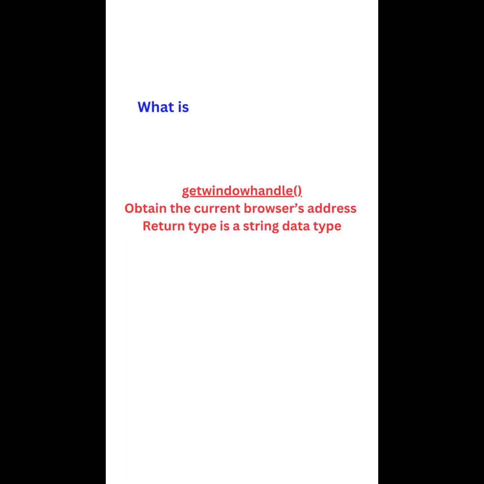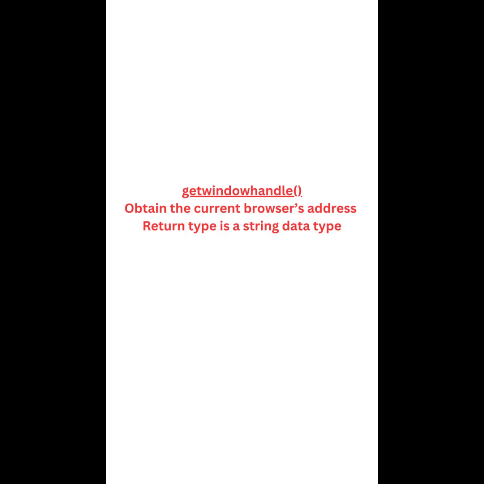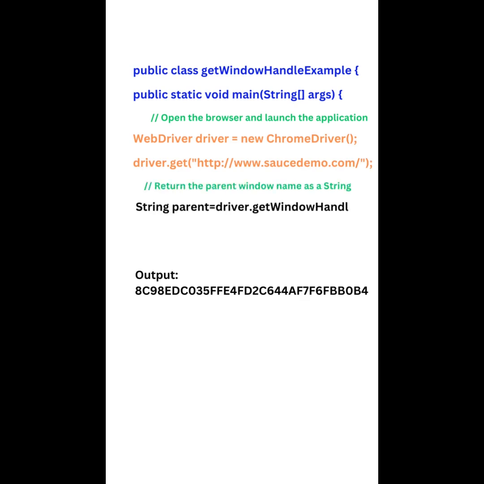What is the difference between getWindowHandle and getWindowHandles? Let us see first getWindowHandle. Basically, it obtains the current browser's address, and the return type is a String data type. Let us see an example for getWindowHandle. Open the browser and launch the application. So the window gets opened. Now driver.getWindowHandle will return the name of the window as a string.